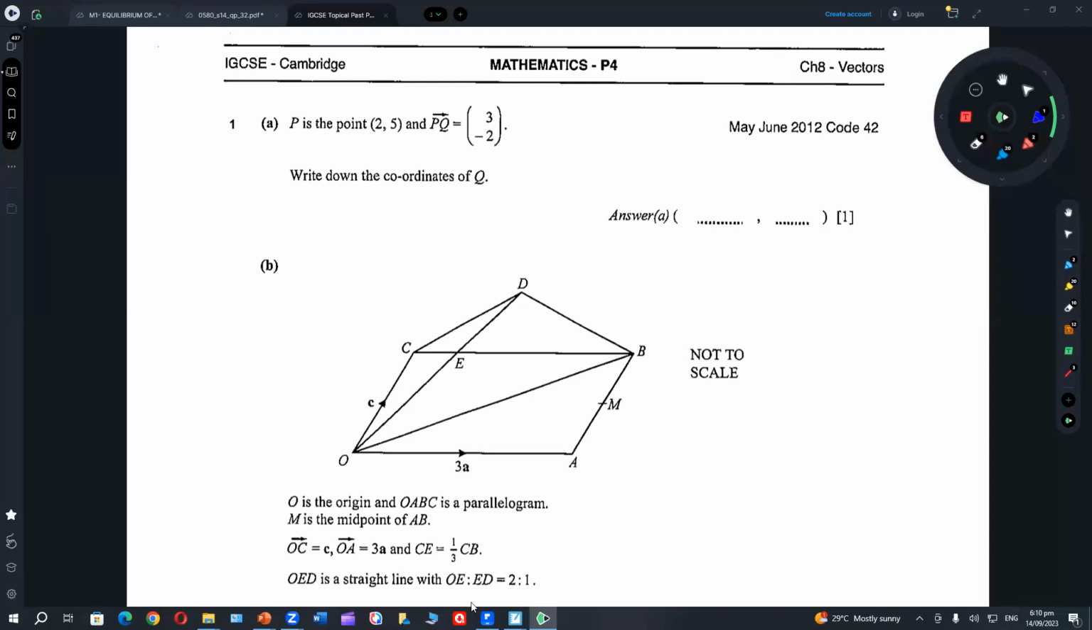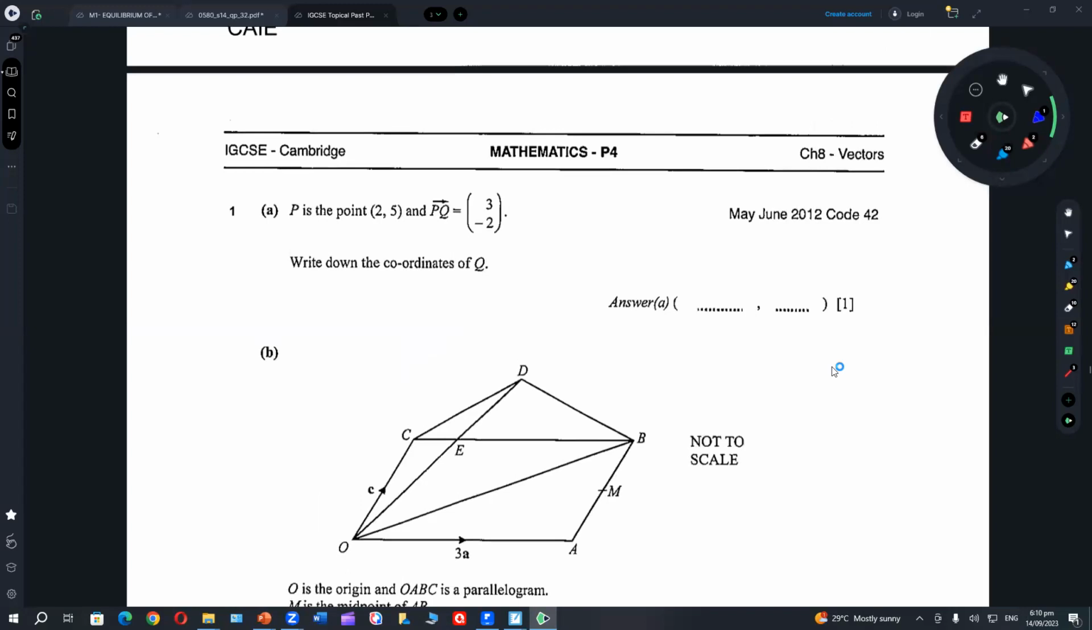Look at this question. P is the point 2, 5, and PQ is 3 minus 2. Write down the coordinates of Q. We have made detailed notes on this chapter, and this topic shows how you can find a vector when a point is given. So I start with OP plus PQ. Can you tell me what it would be equal to?